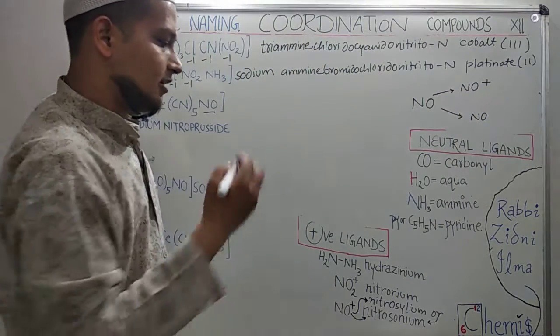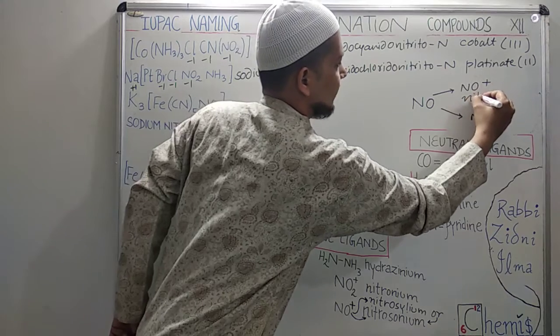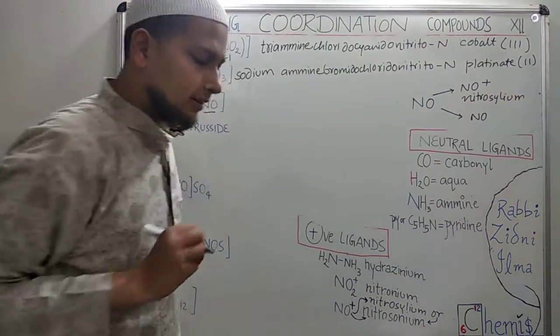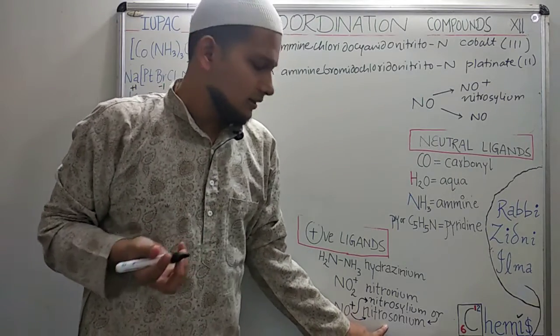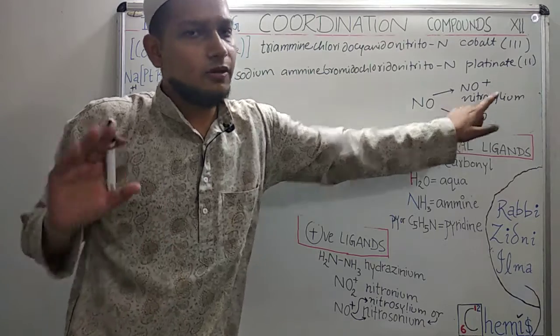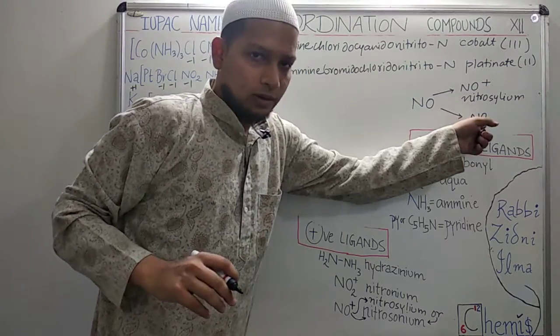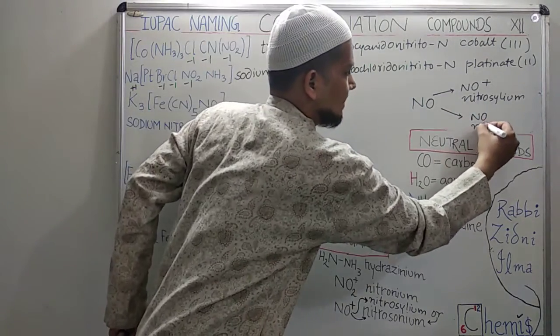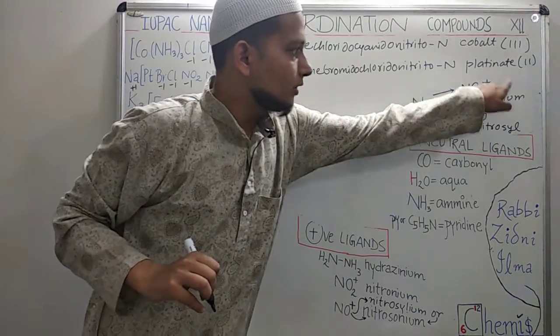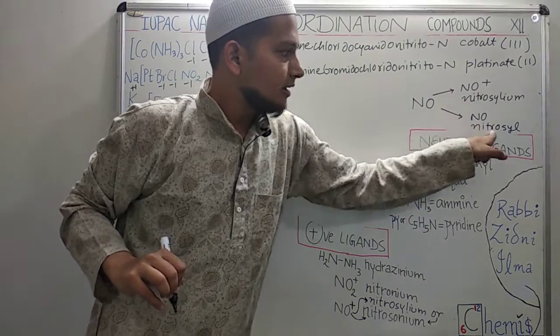For NO plus, we have the name nitrosylium. Or there is one other name, nitrosonium. But nitrosonium has been missing from the books. So nitrosylium is one of a kind. Also, NO neutral is named nitrosyl. Just nitrosyl. So, IUM for the cation. For the neutral one, we have nitrosyl.